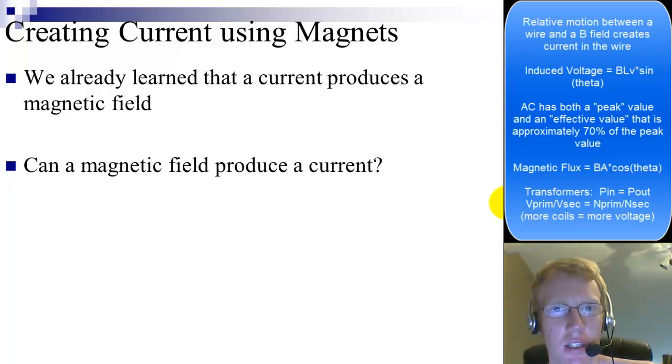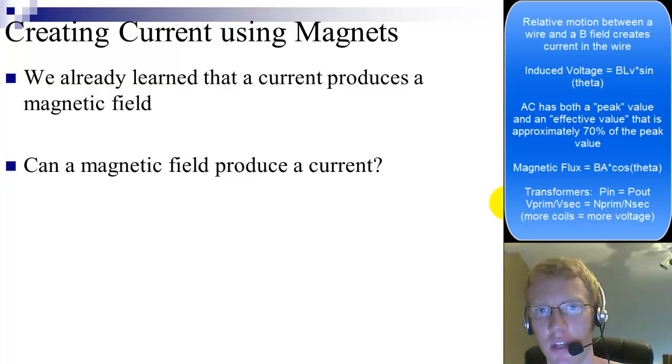We learned last chapter that you can use a magnet and a wire to cause a force on the wire. So if you put a current-carrying wire into a magnetic field, there'd be a force on that wire. So we know there's some kind of interaction between magnetic fields and current-carrying wires. And we learned that if you turn a current on or off in a wire, it creates a magnetic field.